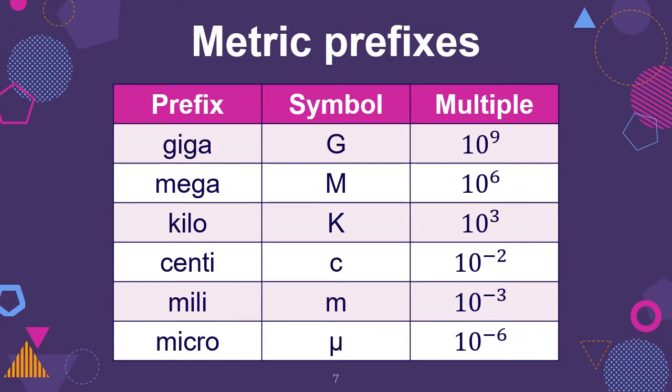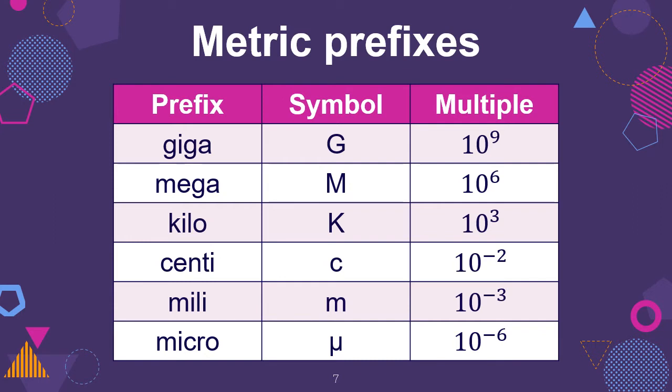This table is what we call common metric prefixes. They are used to indicate multiplication of physical quantities. These prefixes simplify the writing of very large or very small quantities. For example, we have giga. The symbol of giga is capital letter G and the multiple of this is 10 raised to the power of 9. Next prefix, we have mega. The symbol is capital letter M and the multiple is 10 raised to the power of 6.